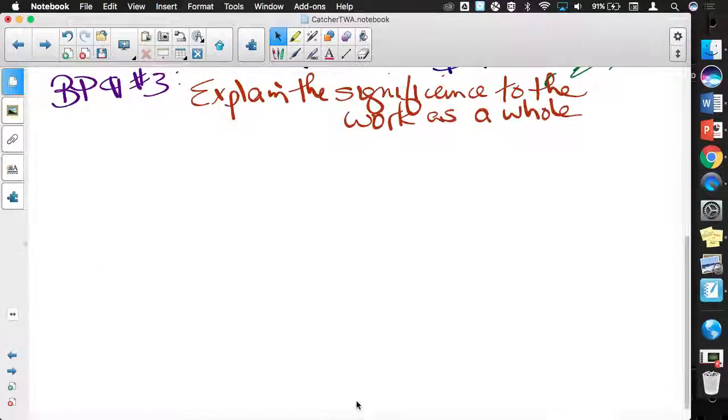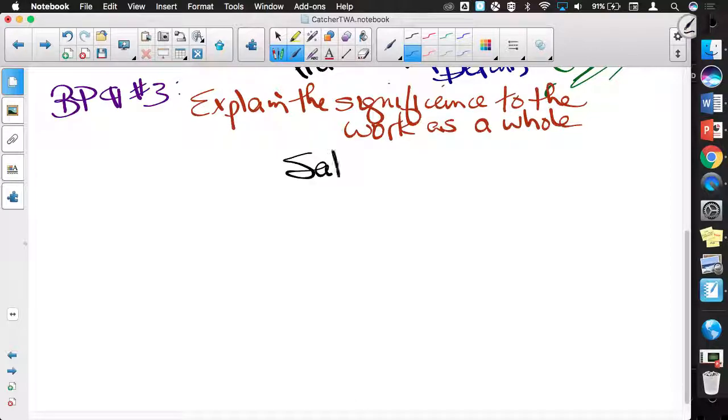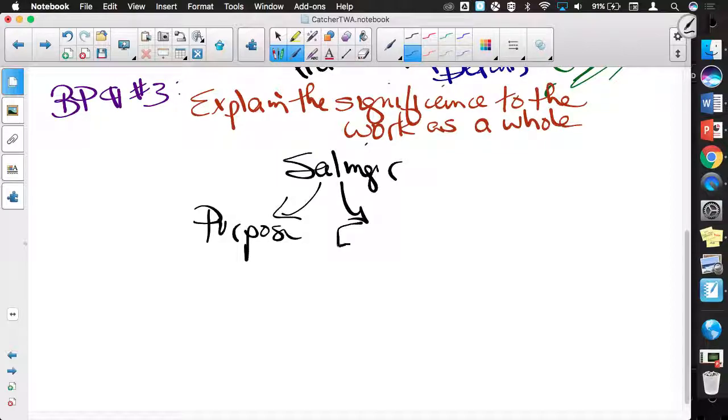And last week, we did a SOAPSTone for Salinger. That SOAPSTone sheet that you have might be a resource that you would want to take a look at when it comes to what's the overall significance that he is trying to get across. So, what's this with his purpose? How does this fit in with the era, the occasion that he's living in? How could this be relevant to the audience that he is trying to write to?